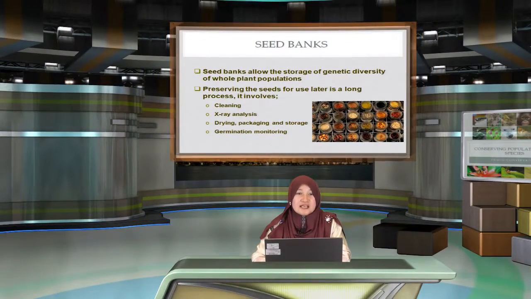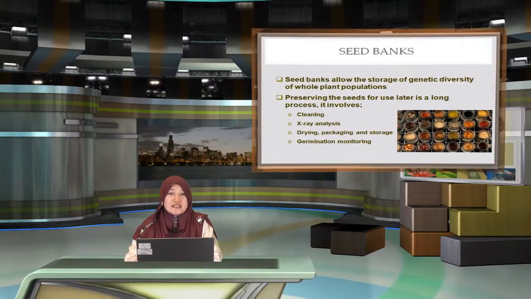So, seed banks. Seed banks allow the storage of genetic diversity of whole plant populations. Preserving the seed for use later is a long process. It involves cleaning, X-ray analysis, drying, packaging and storage, germination and monitoring. This kind of storage is actually to help in collecting all the seeds of the plant so that it can be restored or kept safe because of the risk of extinction in the wild.